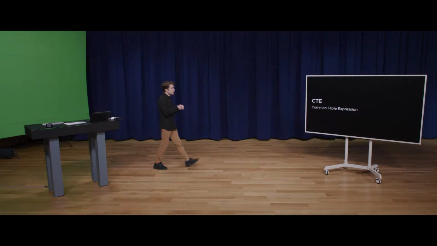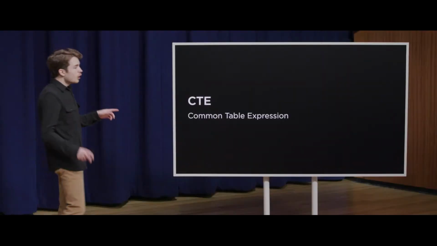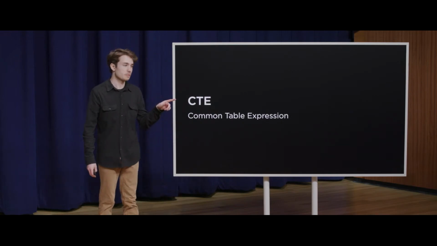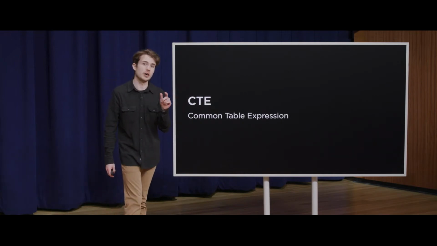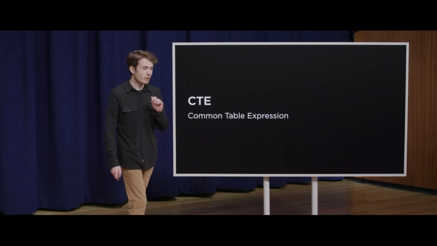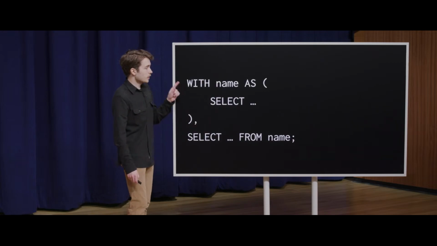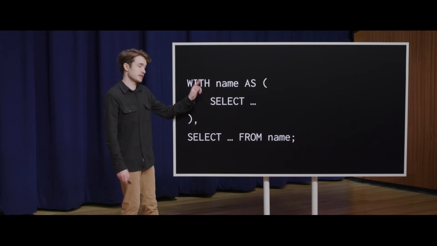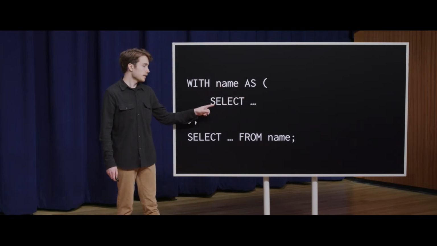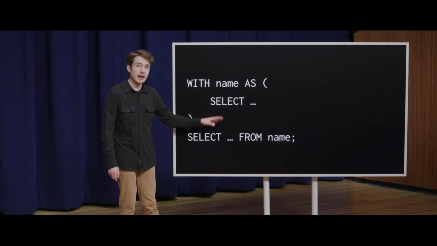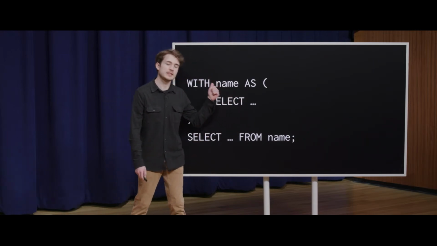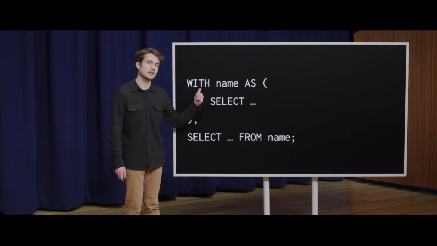A CTE is essentially a view, but it's a view that exists even for a shorter term than a temporary view. It exists only for the duration of a single query. I could, in a query, write something like this. I could say with some name for this CTE, a common table expression, as some query here, and then within this same query, I could then select from that common table expression, that CTE here.